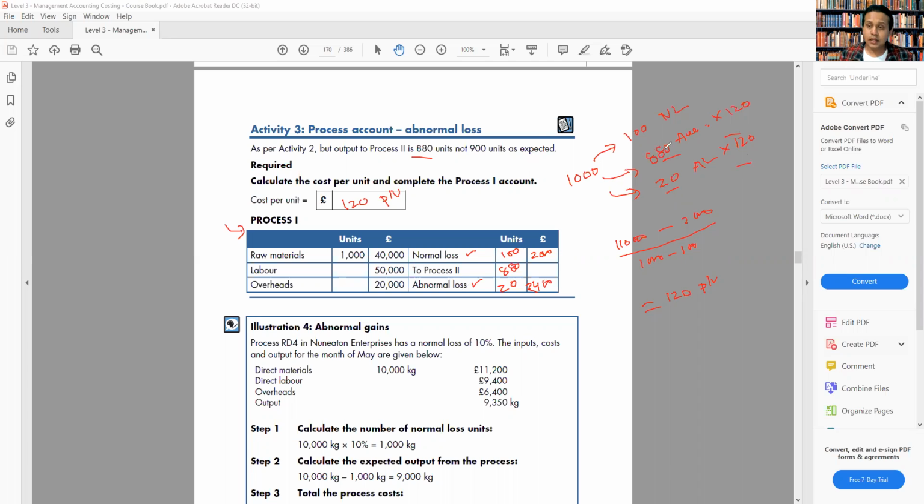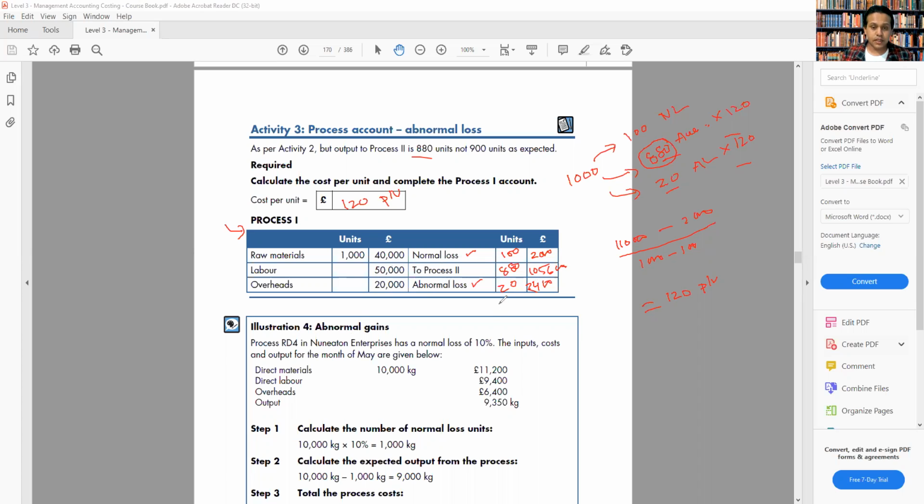880 times 120 will give you the total process cost for the process 2, because this is my actual output. How much will it be? 880 times 120, that will give you 105,600. That's it. So obviously that's how we can complete the process cost.